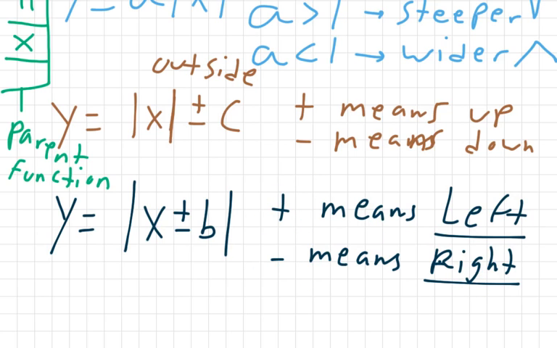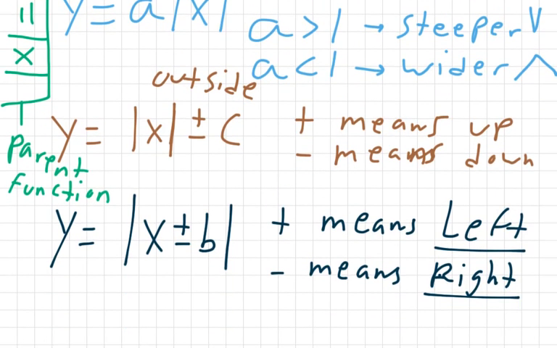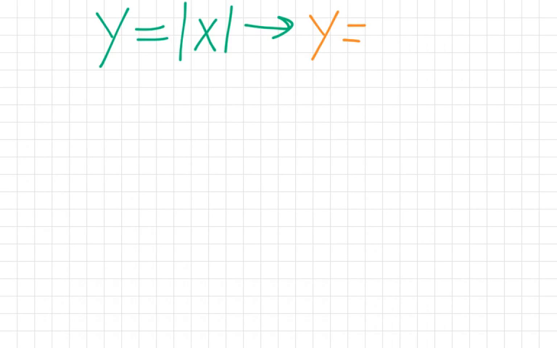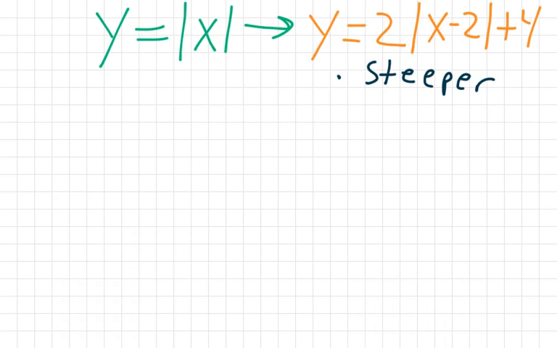So let's look at one function that has a few things going on at once, like this one here. So instead of having the most basic parent function, I'm going to have this function: y equals 2 times the absolute value of x minus 2, plus 4. So what's happening here? Well, it's getting steeper because of this 2 right there.